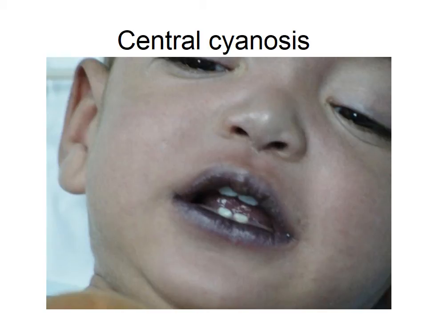And central cyanosis means cyanosis near the center of the body, as the name implies. So the lips, the tongue, the face, the neck, the chest, if these areas are exhibiting cyanosis, this is central cyanosis, and it's a feature of hypoxemia, as opposed to the peripheral cyanosis, which can be a clinical feature of ischemia.